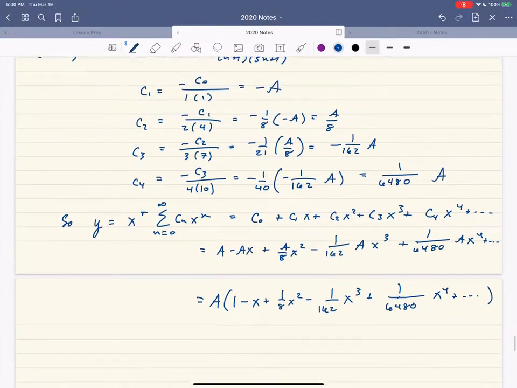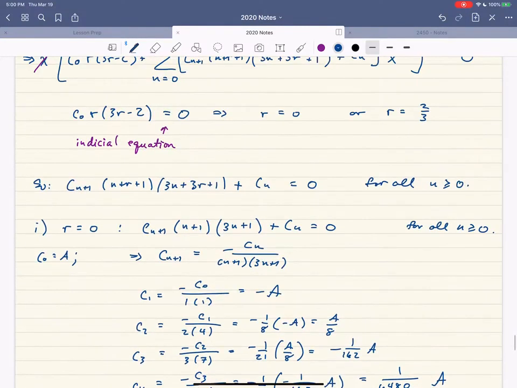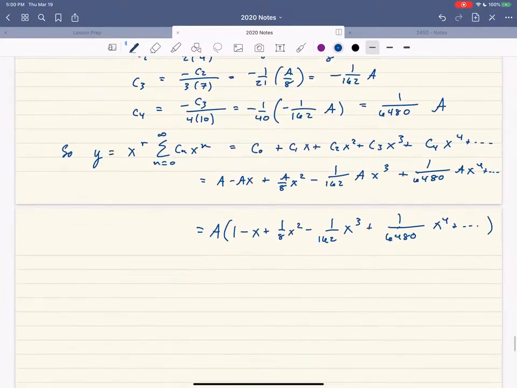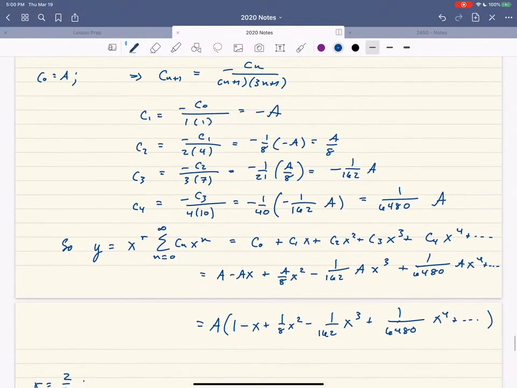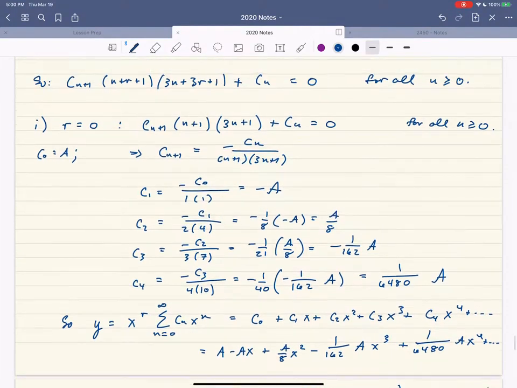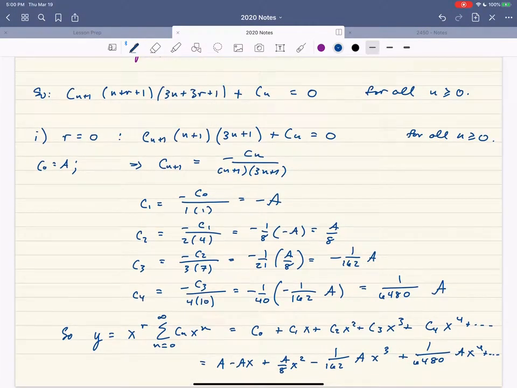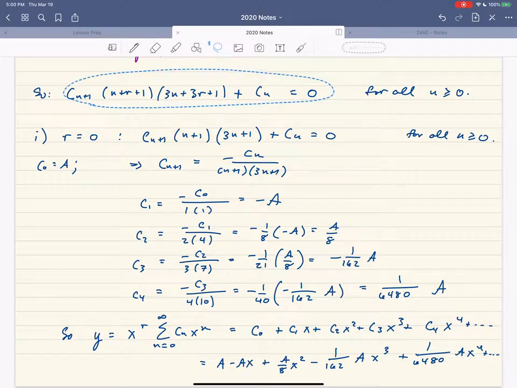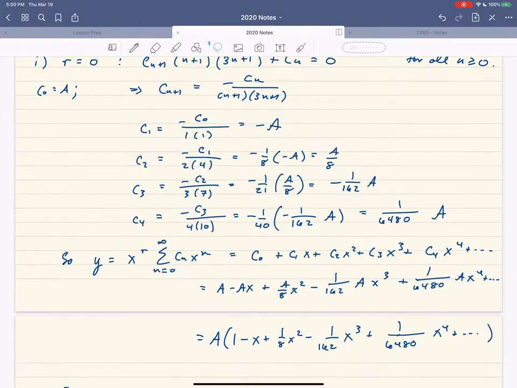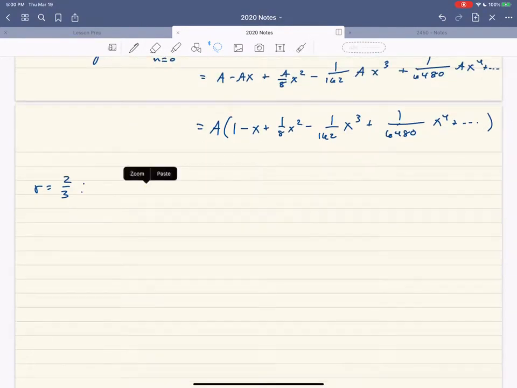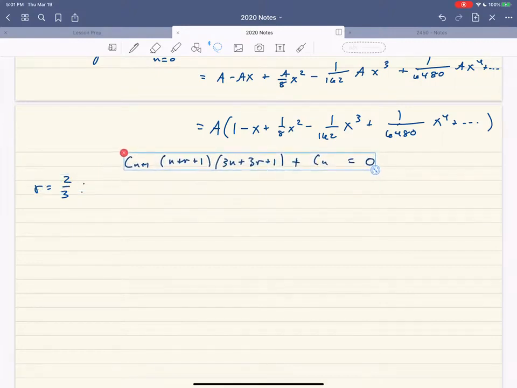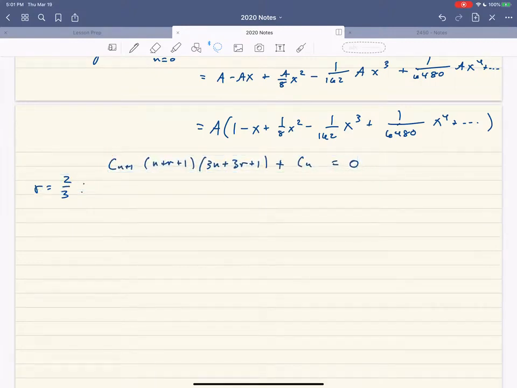We had another solution in our indicial equation, and that was r equals 2/3. Okay, so r equals 2/3. If r is equal to 2/3, I want to think about what that tells us about our recurrence. So let's copy down our recurrence, just because I don't want to have to keep scrolling back and forth. Okay, so our recurrence was there.